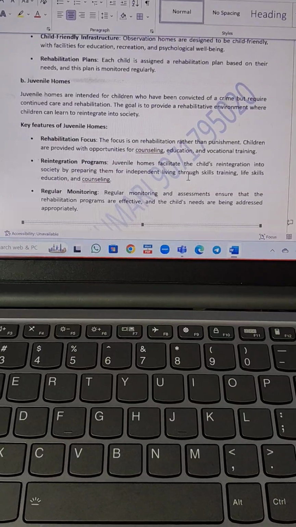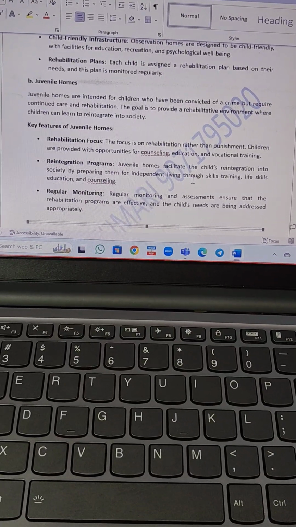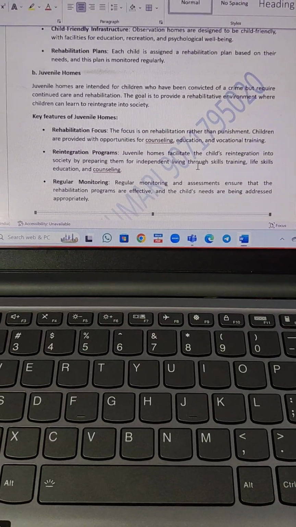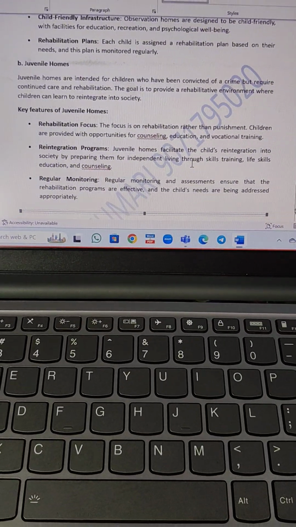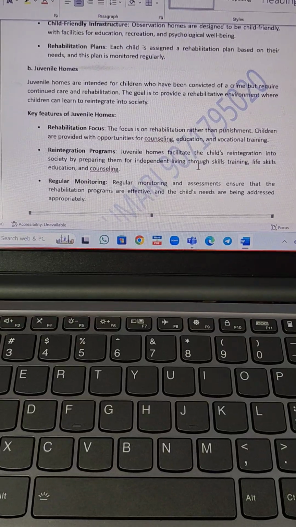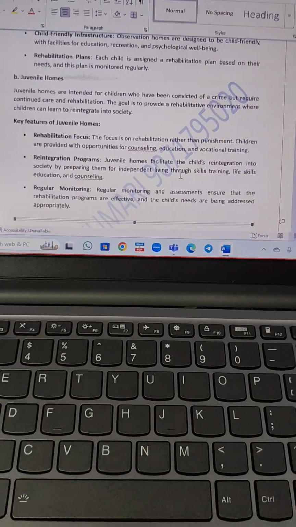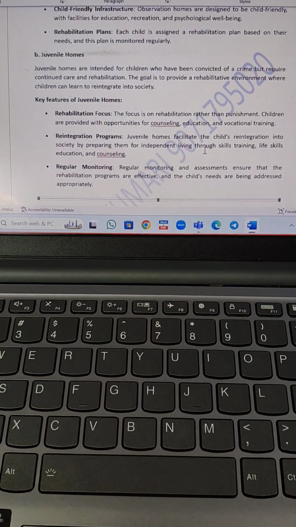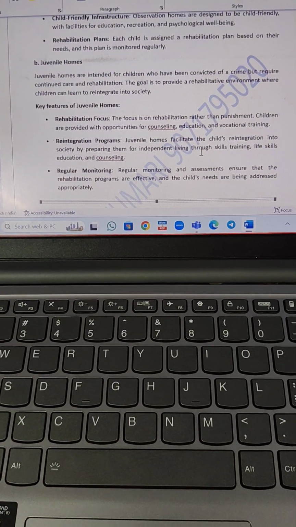Next is juvenile homes. Juvenile homes are intended for children who have been convicted of a crime. Please underline. Who have already been convicted of a crime but require continued care and rehabilitation. The goal is to provide a rehabilitative environment where the children can learn and reintegrate into society.